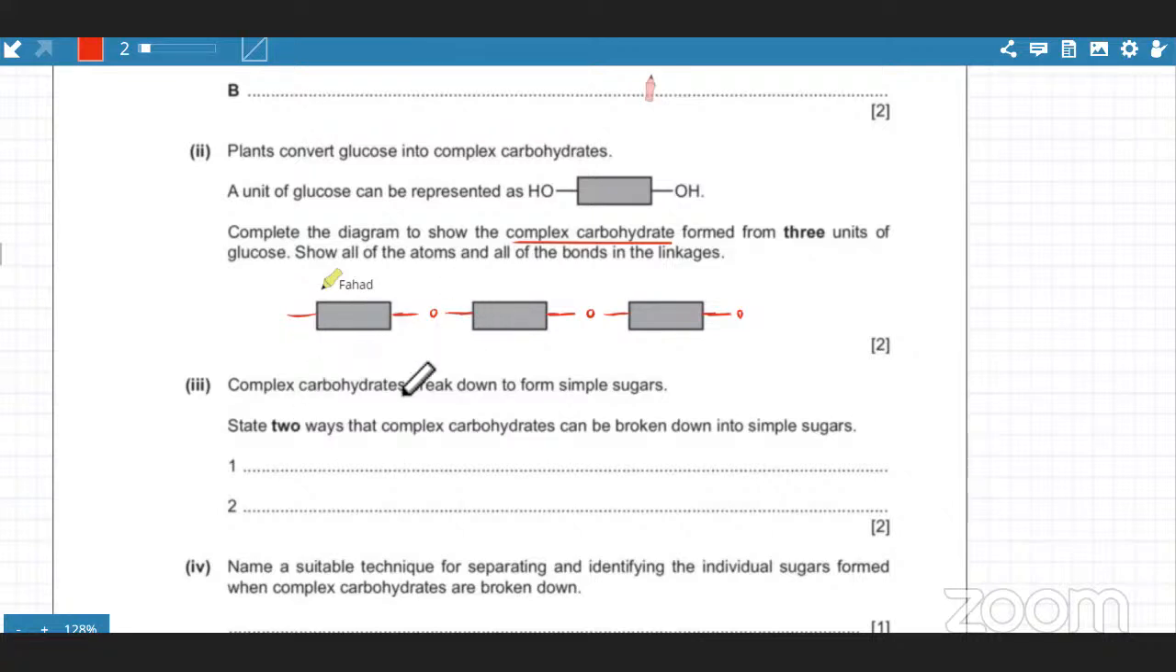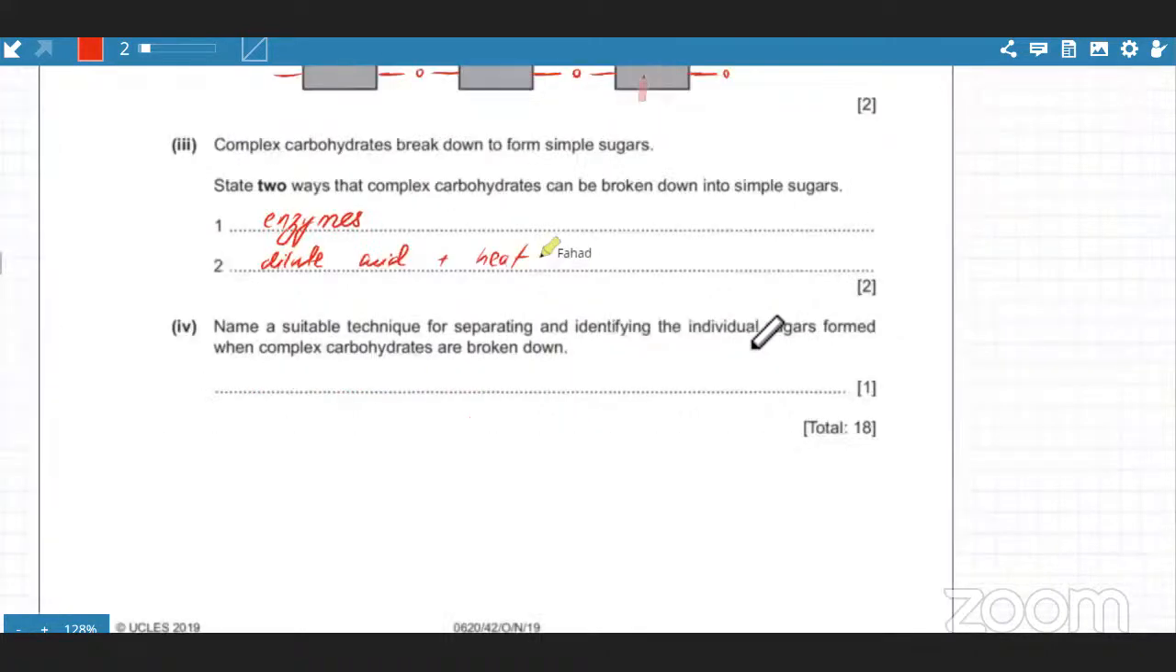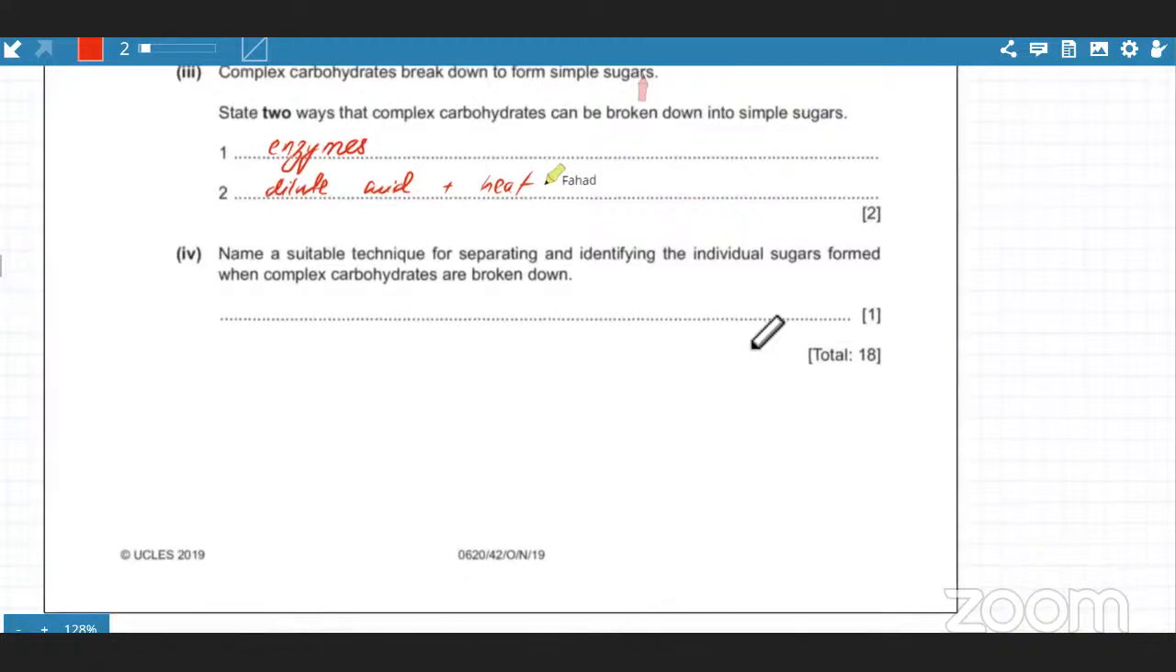The next part is complex carbohydrates break down to form simple sugars. State two ways that complex carbohydrates can be broken down into simple sugars. One is you can have enzymes; they can break it up into simple sugars, or you can use dilute acids plus heat. That would also break the chain into simple molecules. So enzymes in your body do this process, or dilute acids plus heat.